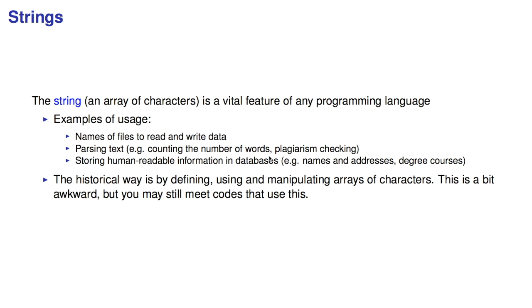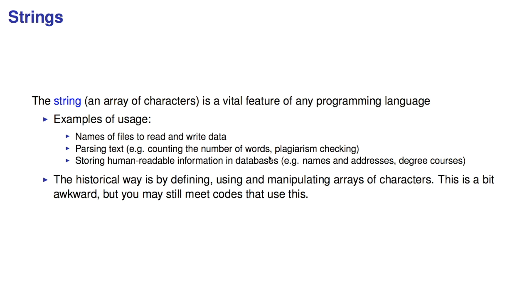A string, which essentially was this array of characters, is a vital feature of any programming language, and examples of its usage could be the names of files to read and write data from, or parsing text, for example, if you want to count the number of words in a Shakespeare play, or in your lab reports, or if I want to do plagiarism checking, I need to have some understanding of what your text is made up from. Also, sometimes storing human-readable information. That could be in databases, but it could be in other places, names and addresses, degree courses, whatever. The title of your experiment if you have an electronic lab book.